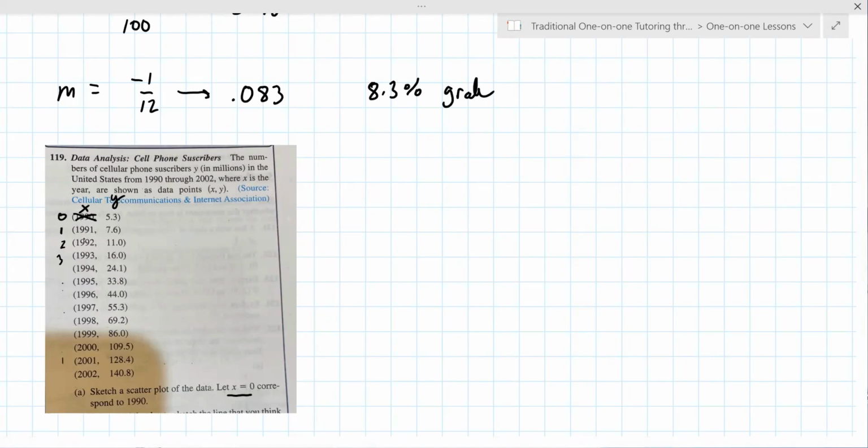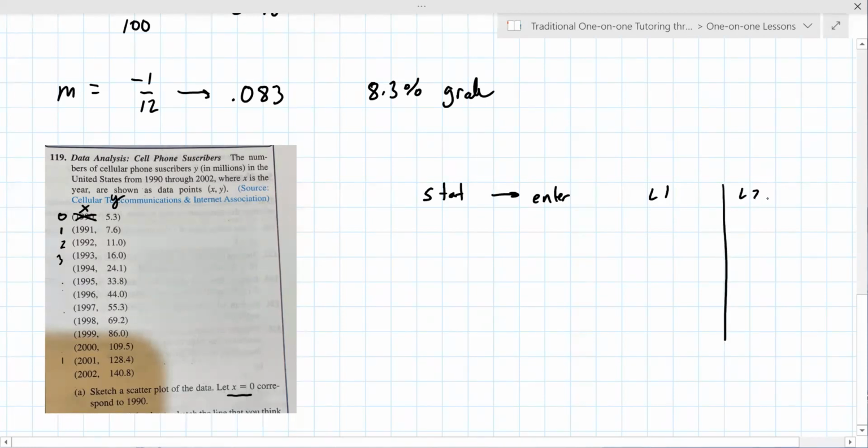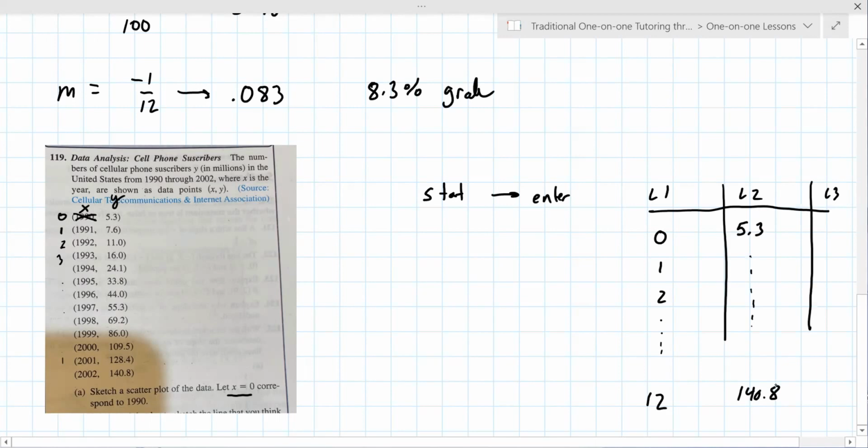So grab your calculator and you go to stat, and then you hit enter, and that brings up L1 and L2. Like you see an L1 and then an L2 and then an L3. So you want to enter your data in L1. So you want to go 0, 1, 2, all the way up to 12, basically. And then L2 is 5.3 all the way to 140.8.